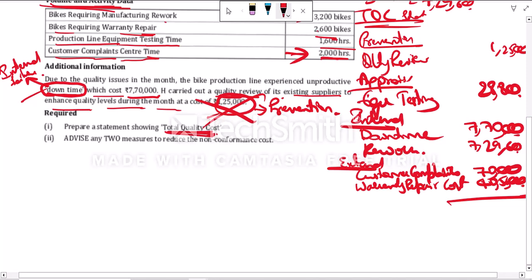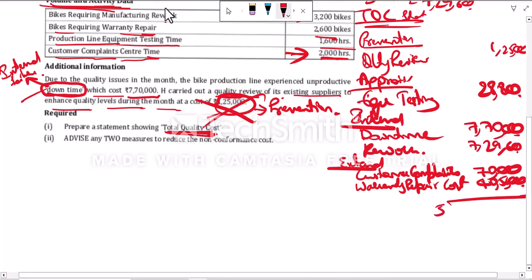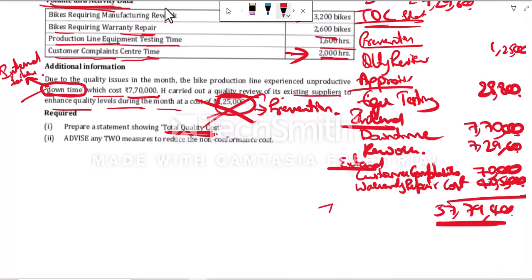Add all that: 1,25,000 plus 28,800 plus 7,70,000 plus 7,29,000 plus 70,000 plus 40,56,000, which is 57,79,400. This is the cost of quality, the total quality cost statement.